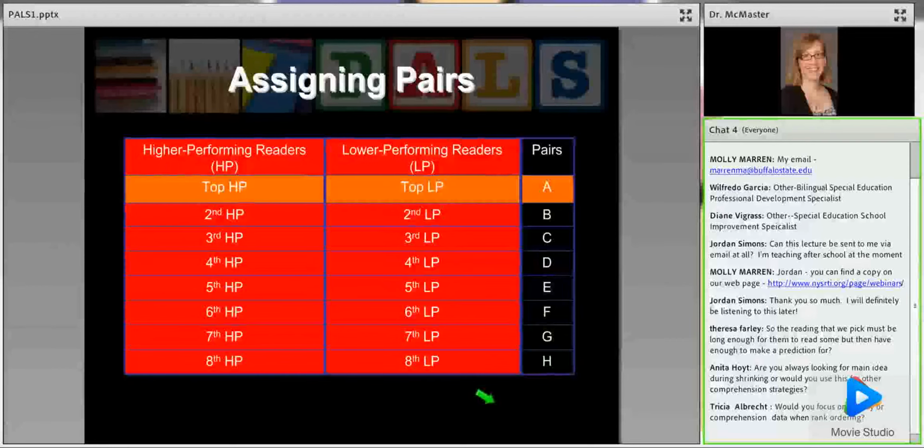Again, you can make adjustments to the pairs. The other thing to keep in mind is, let's say you put these pairs together and you realize, ooh, top HP and top LP are not a good match because of social issues or behavioral issues, other information that you have about the students. You could certainly change the pairing so that this child is paired with this child. That's perfectly fine to do. So it's a mix of using data and your own professional judgment to make your pairs.